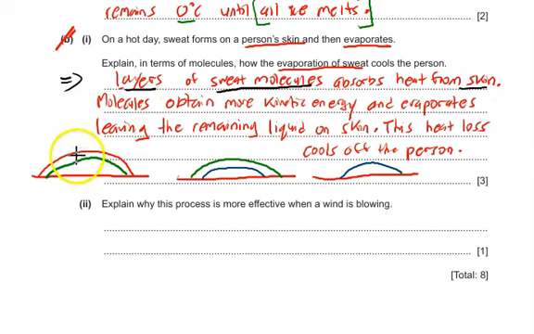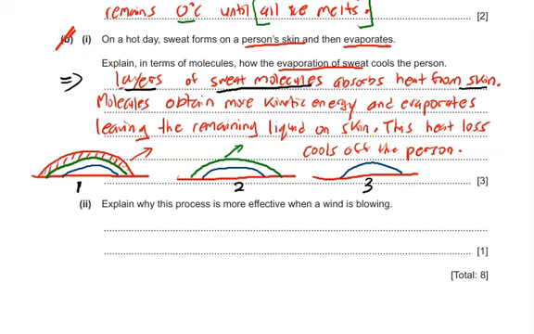For example, like this, picture 1, picture 2 and picture 3. As you can see, the molecules at the red layer will absorb the heat from the skin and then evaporate, leaving behind the green layer, and they will continue the same process and then evaporate. Then you have the last layer of the liquid, the blue color, and they'll continue the process. So this continuous absorbing of heat from the person cools off the person.